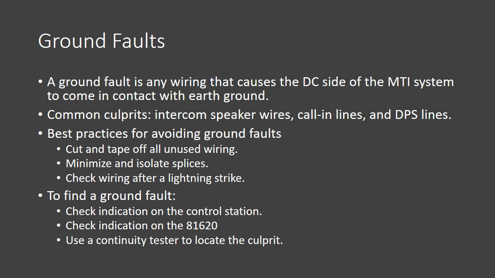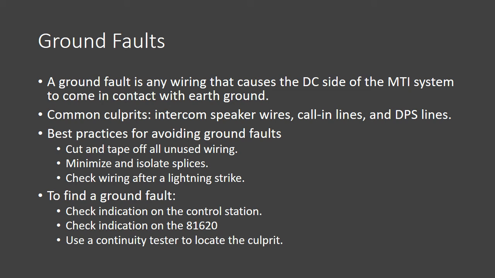A ground fault creates trouble for any DC system, but especially for an MTI system, it is something that you need to be diligent about eliminating. A ground fault is any wiring that causes the DC side of the MTI system to come in contact with earth ground. This can cause phantom inputs, it can cause surges on the system, it can expose your system unnecessarily to lightning and that sort of thing.